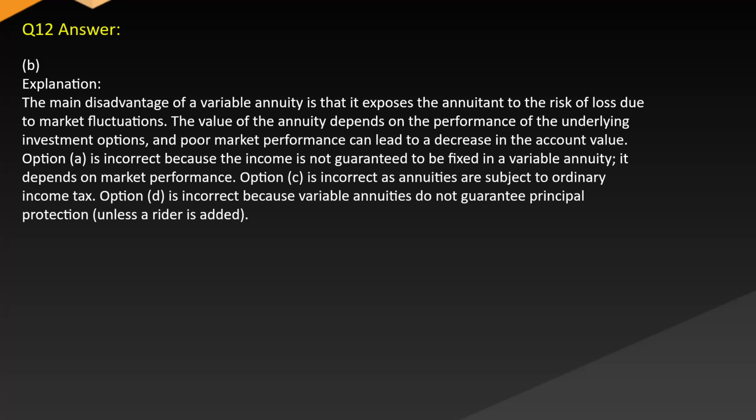Option A is incorrect because the income is not guaranteed to be fixed in a variable annuity. It depends on market performance. Option C is incorrect as annuities are subject to ordinary income tax. Option D is incorrect because variable annuities do not guarantee principal protection unless a rider is added.